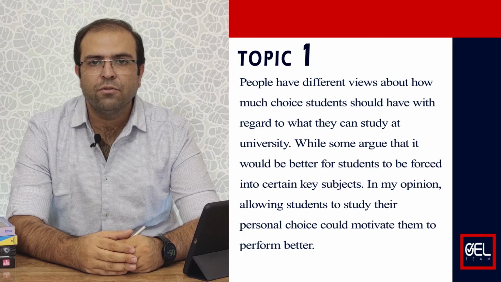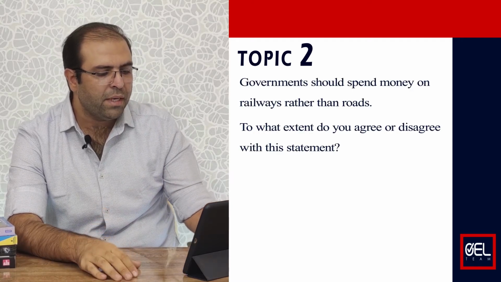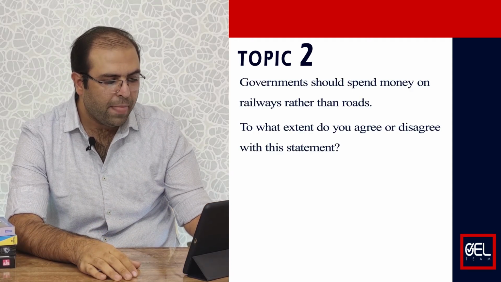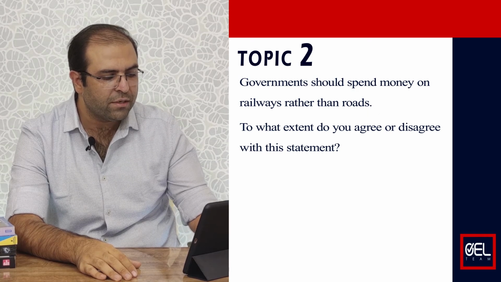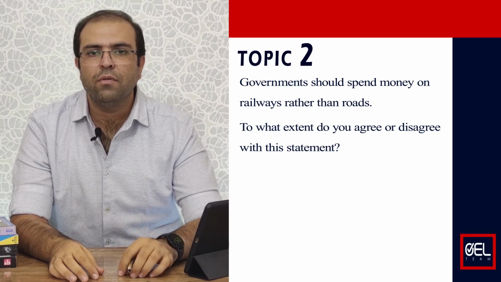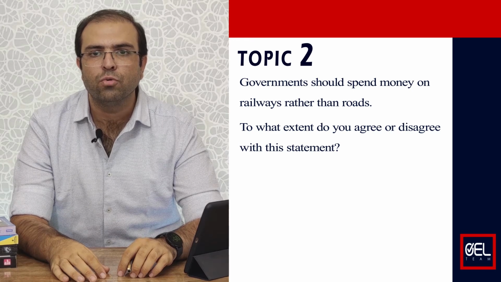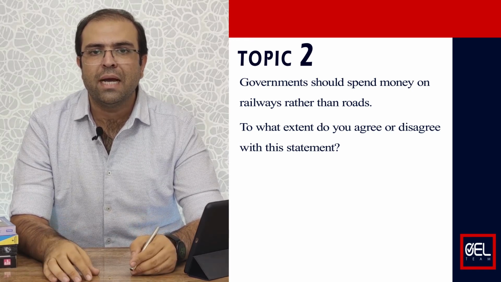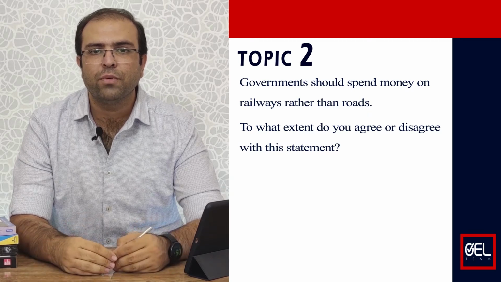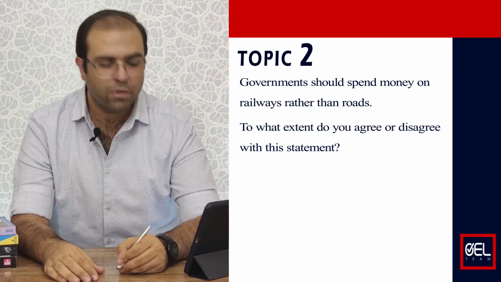Let's go to another topic and write a sample introduction for it together. Topic number 2. Governments should spend money on railroads rather than roads. To what extent do you agree or disagree with this statement? As you see in the topic, there is no doubt that governments should spend money on transportation facilities like railways and roads. The challenging part is that one of them has priority over the other one, so we use take for granted part and challenging part and write an introduction as follows.